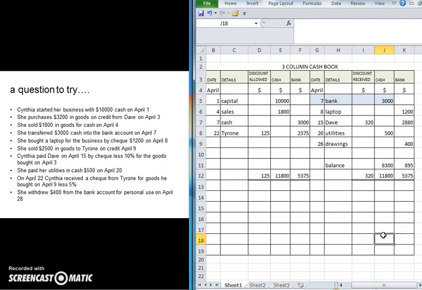Okay, so we've concluded the question. Normally, you would just bring down your balance for the next time period, and notice it's only the balances you will record and not the totals. There you have it, the 3-column cash book question.